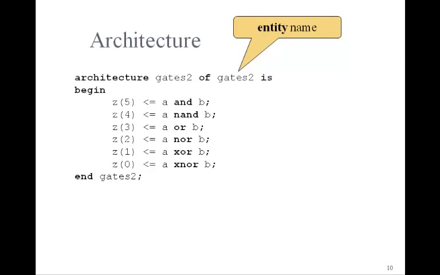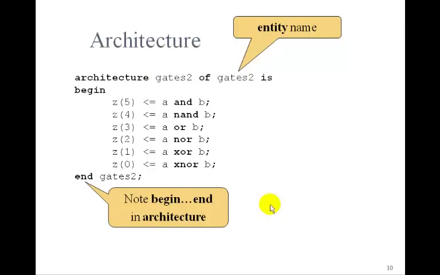Now, the statement architecture has a name. I call it Gates 2 here. You could call it something else. But this second statement must be the entity name, Gates 2. And then you list the statements, but notice that we always have to have a begin and end here, and Gates 2, that's this architecture name, Gates 2.